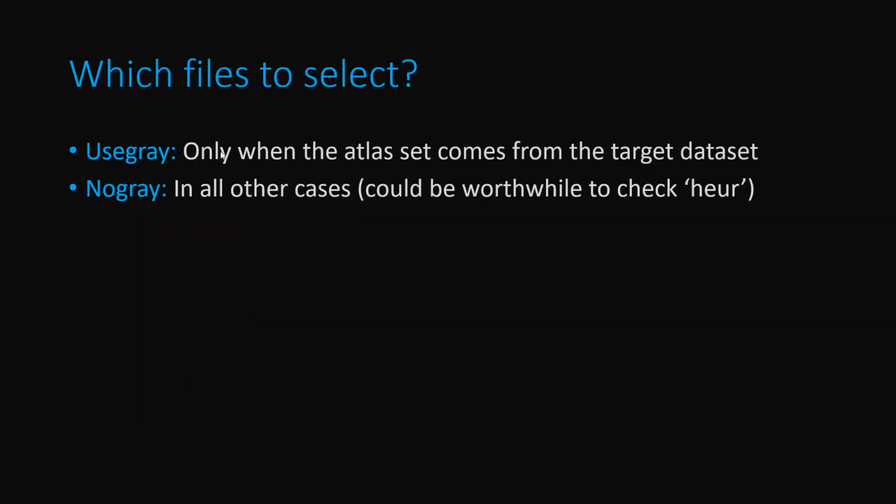All right, so again, this is also similar to T1-ASHS. There are different files that you can select. Use gray is only used when the atlas set comes from the target data set. In all other cases, we use no gray. For the T1-ASHS, we said it could be useful to look at heuristic. I've never actually done that for the T2-ASHS, but again, it might be good to just check and see what that looks like.